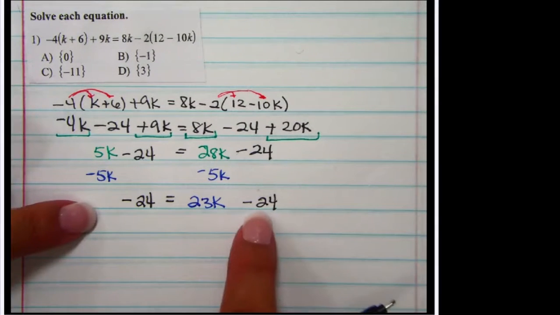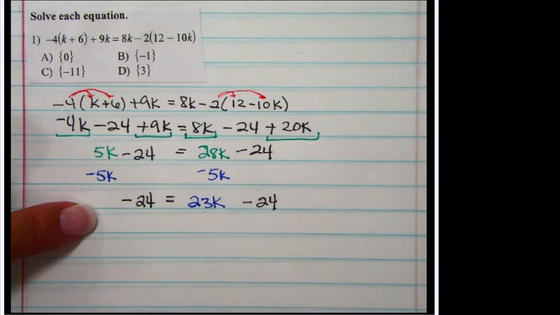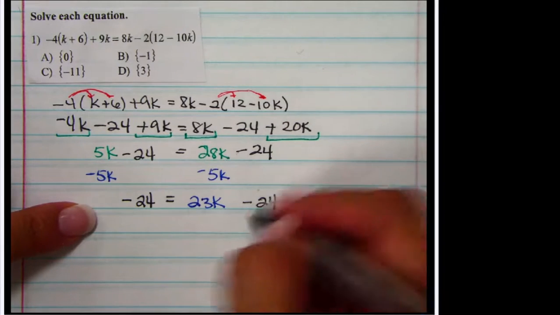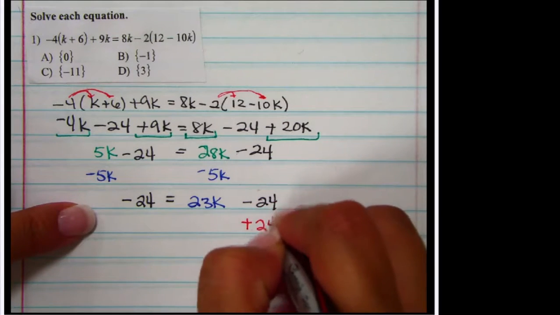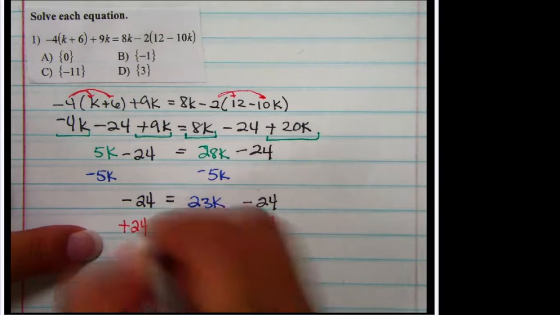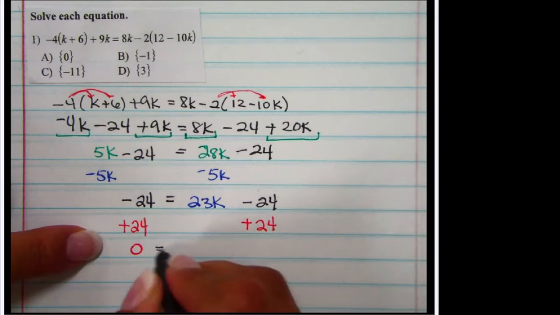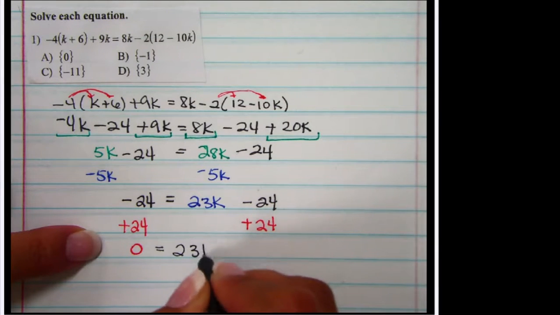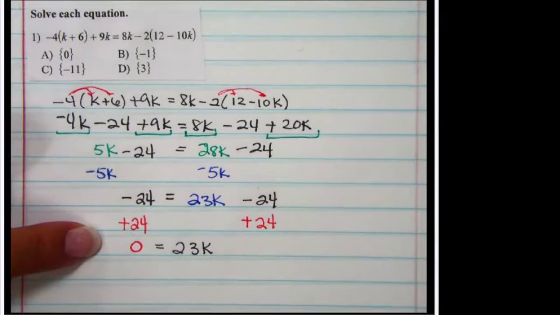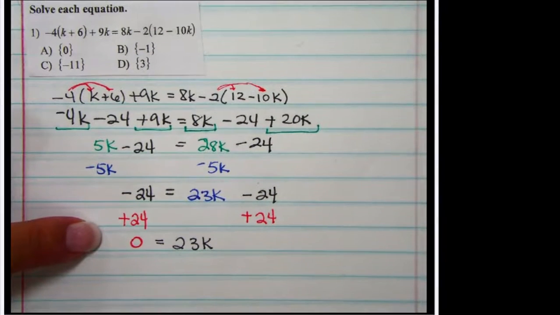Needing to get rid of this subtraction by 24 in order to get to the K, I'm going to do the inverse, the opposite of the operation. I'm going to add 24 to both sides. That means on the left I have 0 because negative 24 plus 24 is 0. And on the right hand side I still have 23K.